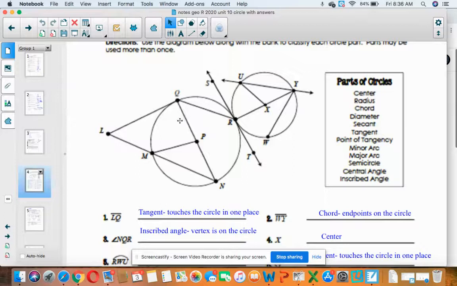X is just the center of this smaller circle up here. We name a circle for its center, so we would refer to this as circle X. This bigger circle we would call circle P.